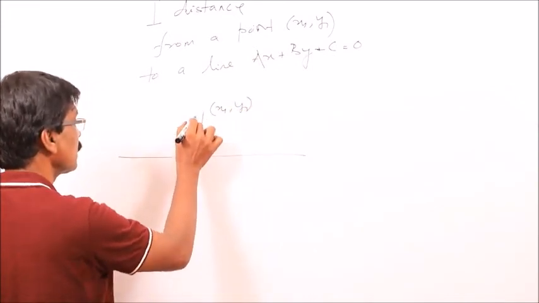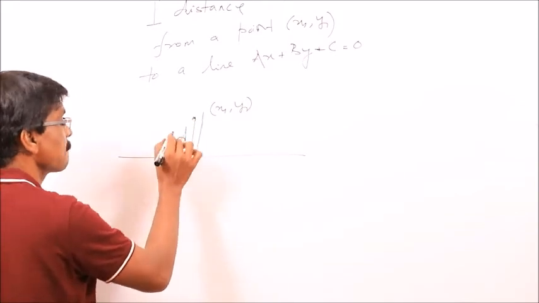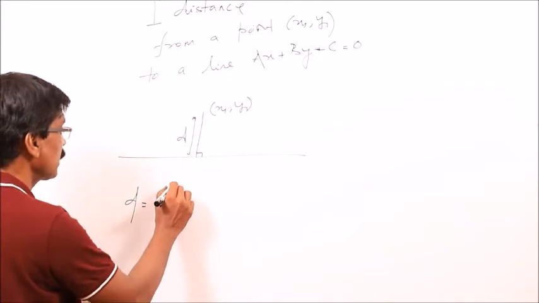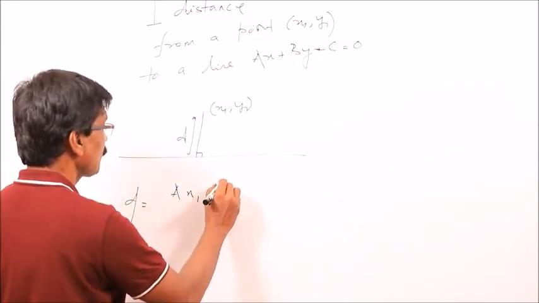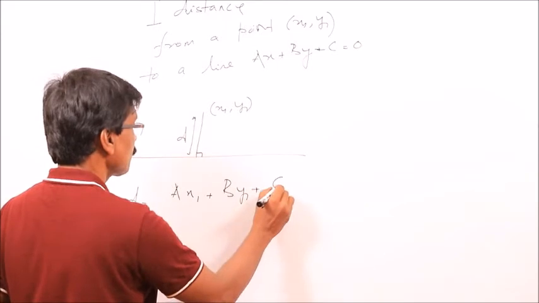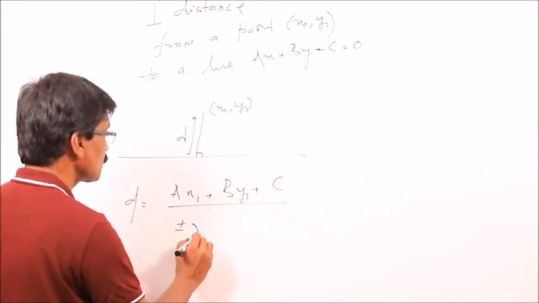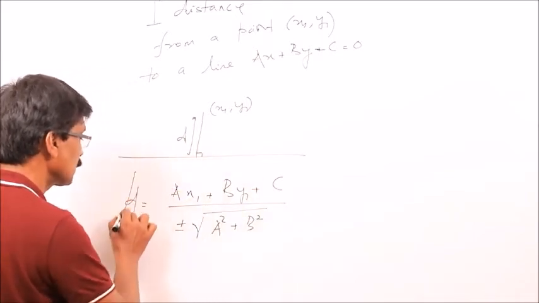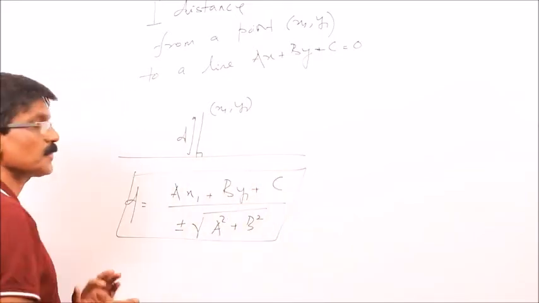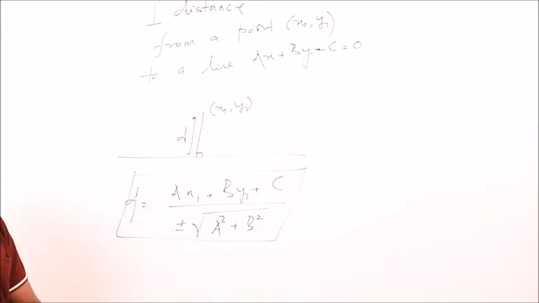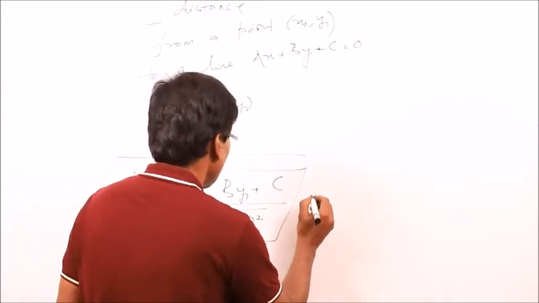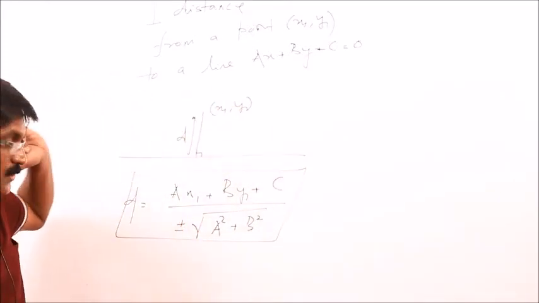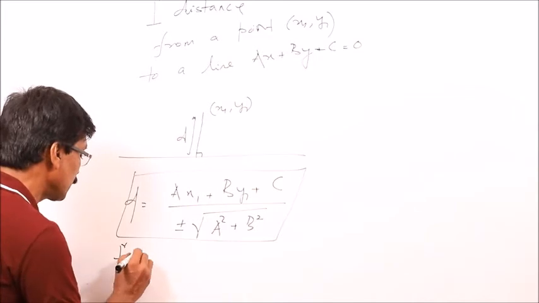Perpendicular distance d is equal to a into x1 plus b into y1 plus c divided by plus minus root over a square plus b square. So, this is the perpendicular distance from a point to a line, and here we take the plus minus sign because perpendicular distance is always positive.